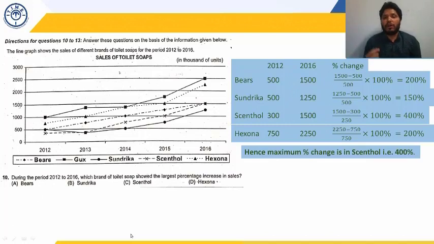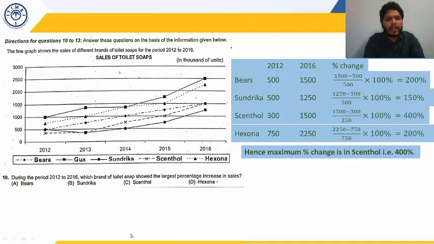Why? Because the final 2016 sales is the same, but in 2012 the sale of Synthol is less than that of Beers. So Synthol increases from 300 to 1500 and Beers increases from 500 to 1500. So from 300 to 1500, obviously the change is higher than that of 500 to 1500. I hope it is clear to all of you. We need not check. Now between Synthol and Hexona, we have to check option C and option D, which is more.